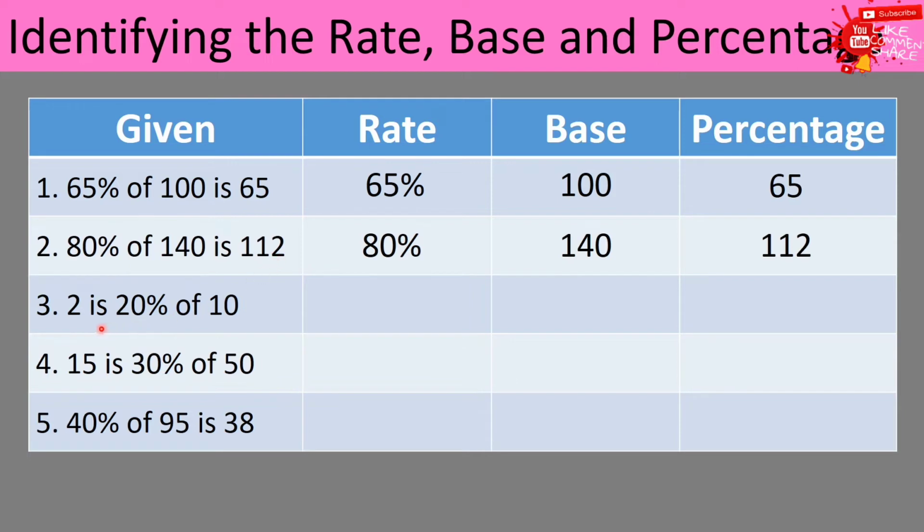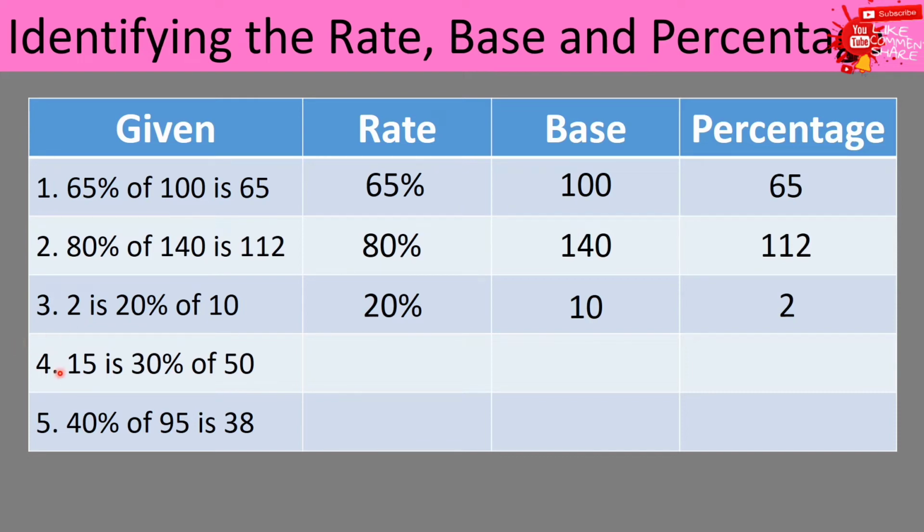So, ngayon dito, ano yung number na katabi ng is? We have here 2. And then, ano yung number natin na may percent sign? Yun yung 20. So, 20% yung ating rate. And then, ano yung number na katabi ng of? Yun yung 10. So, ito yung ating base kasi siya yung katabi ng of. And therefore, ang percentage natin ay 2 kasi siya yung katabi ng is. So, yun yung technique natin, yung shortcut natin para ma-identify natin yung rate, base, and percentage.